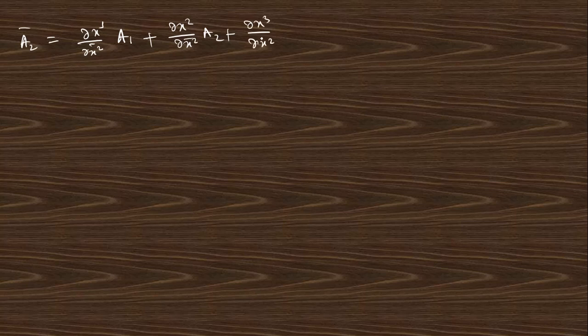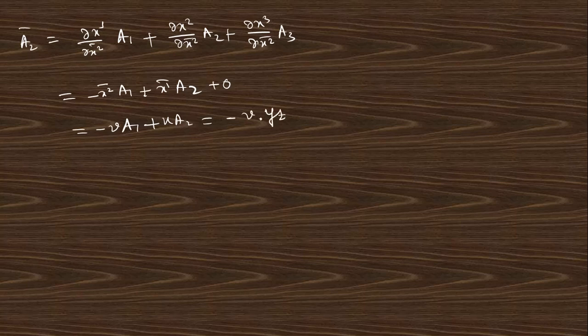Similarly, x2 bar is v and a2 is 3, so you will get the answer u square vz plus 3v. Similarly, in the case of a2 bar, it is minus del x2 bar a1 plus del x1 bar a2 plus 0. Just put in these values and calculate. This gives minus v a1 plus u a2, equals minus vyz plus 3u. So this gives minus uv square z plus 3u.